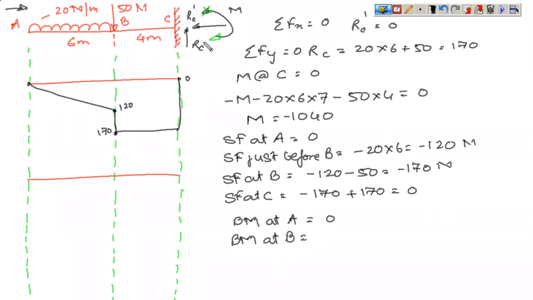So BM at B is how much? This is minus 20 into 6 into 3. This is minus 360. Why minus? Because with respect to point B, this will start producing an anti-clockwise moment. So anti-clockwise moments are negative when you are moving from left to right.